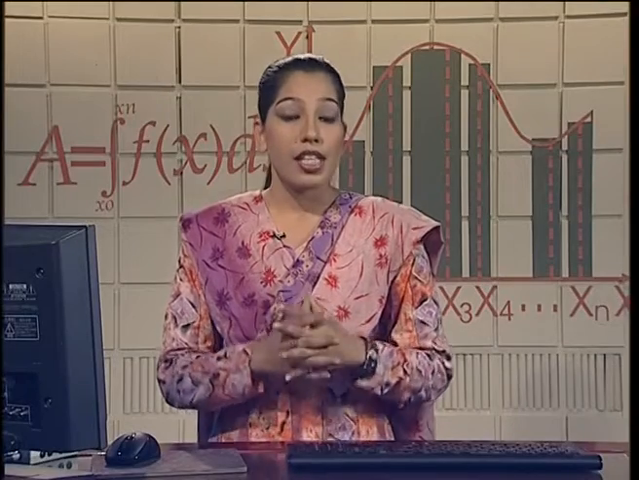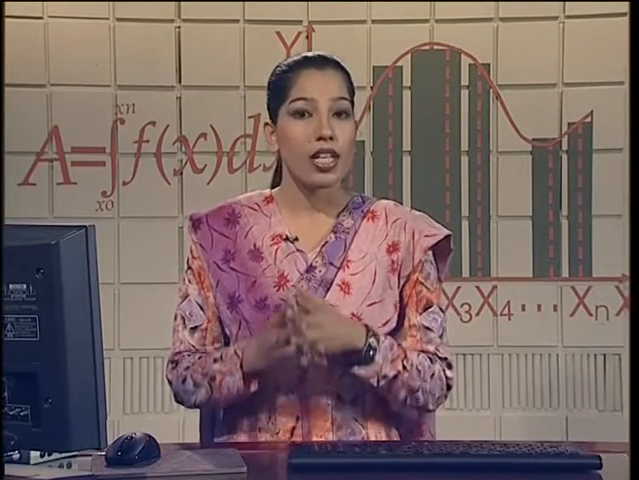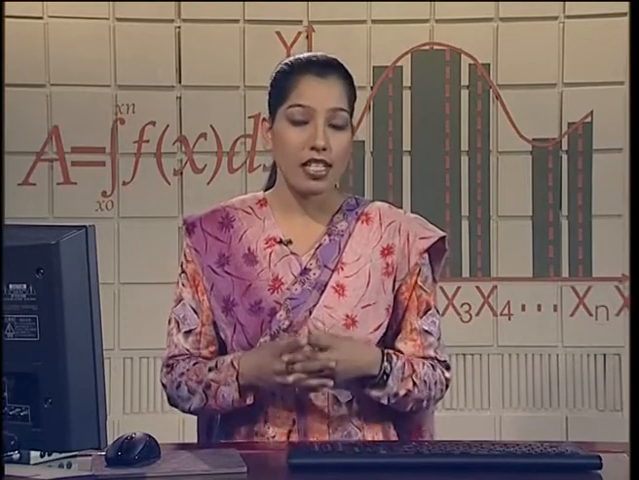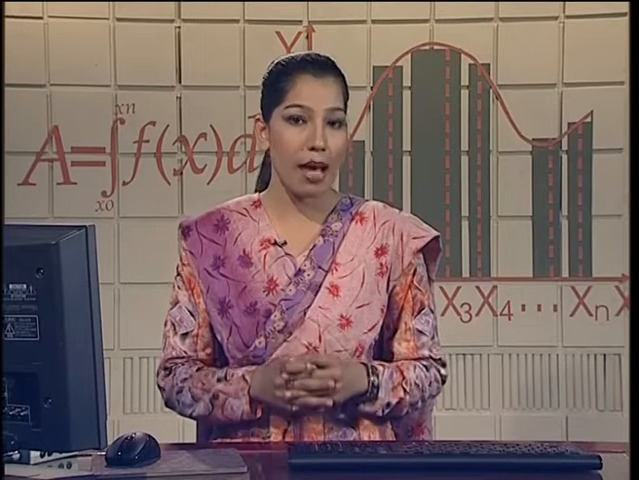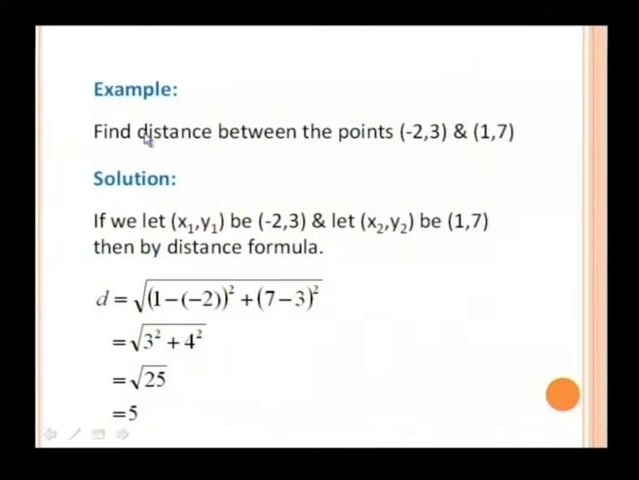Dear students, now we will find out the distance between 2 points by the distance formula. You can see an example on the screen. For this example, we have to find out the distance between the points -2, 3 and 1, 7. For the solution, if we let x1, y1 be -2 and 3 and we let x2, y2 be 1 and 7, then putting all these values in the distance formula, we get 5.